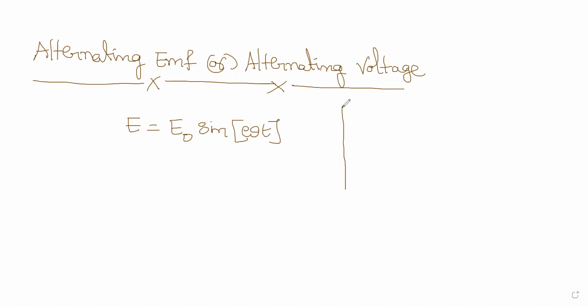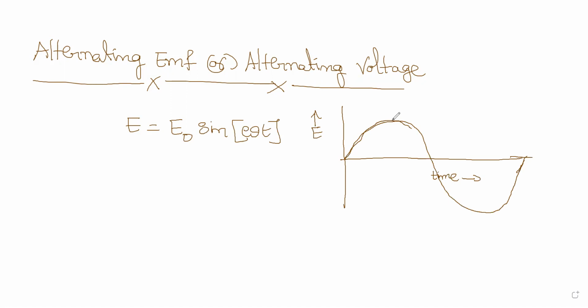So now the curve will be E versus time. E versus time you have. And now the signal is like this. So this is what you have, E versus t. And now this is E naught and this is also E naught. And now these are the signals you are going to get, right? So clear?